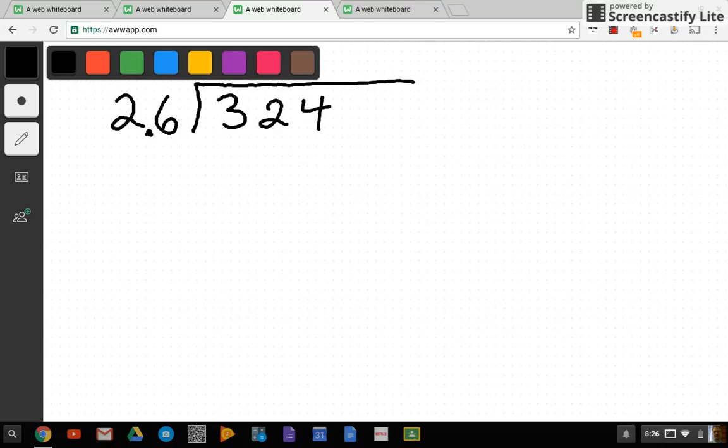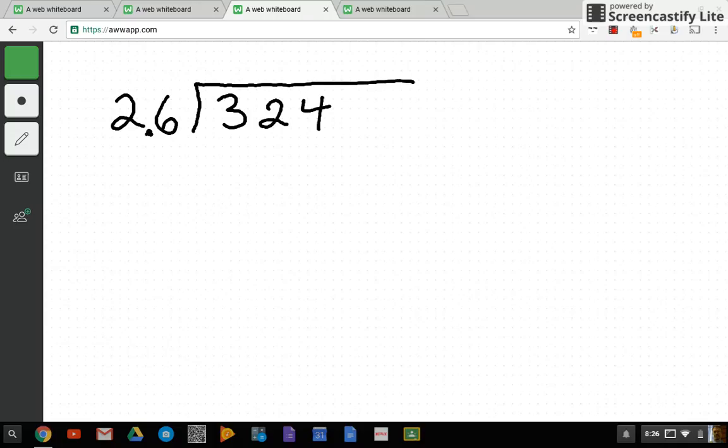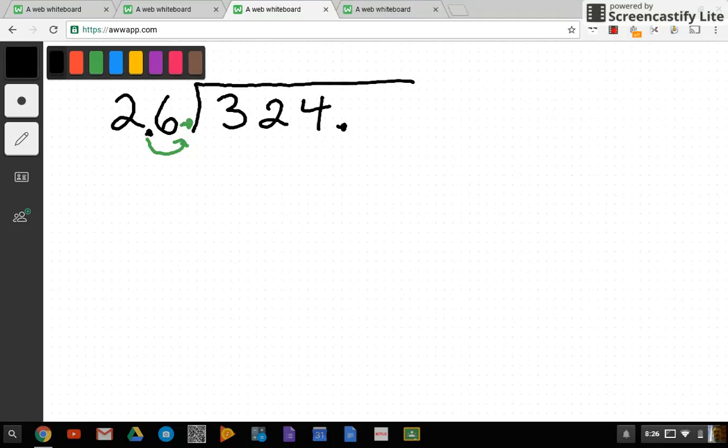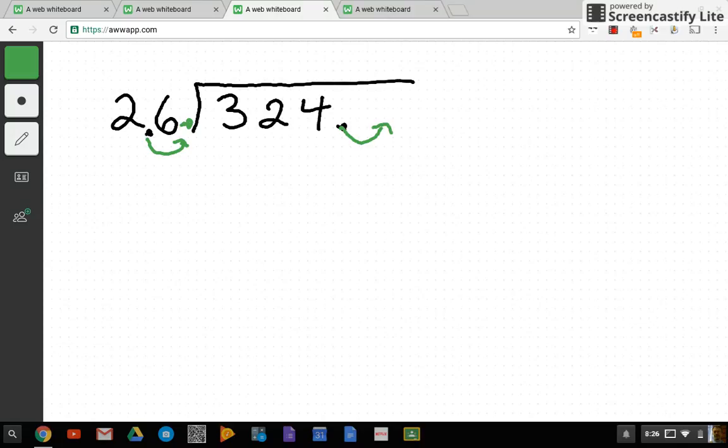Now, in this one, since we have a decimal in our divisor, we've got to move this decimal right here to make this a whole number, 26. Now, when I move that decimal there, that means that I also have to take the decimal from 324, which is there, and I also have to move that decimal one space over and put a 0 in the space that I just made.